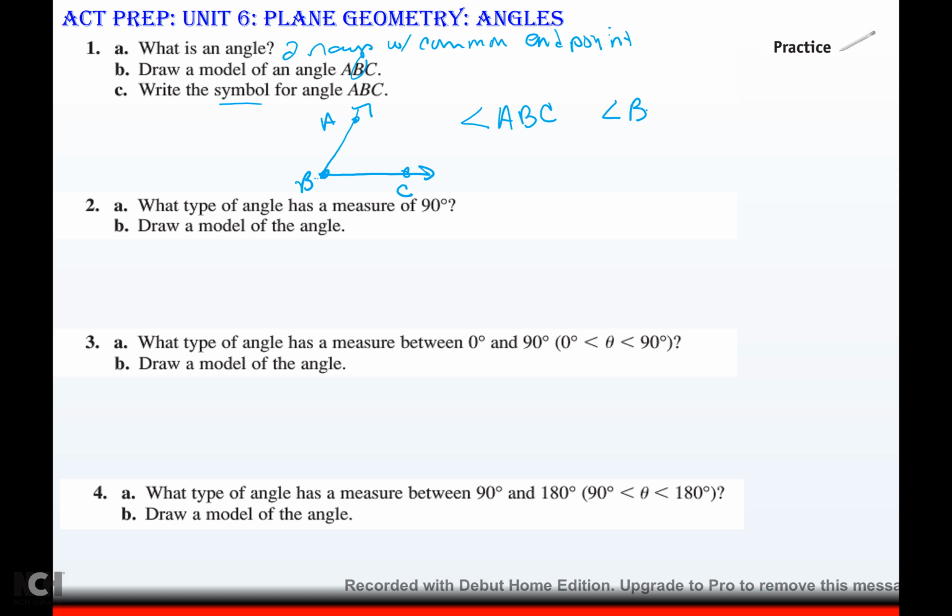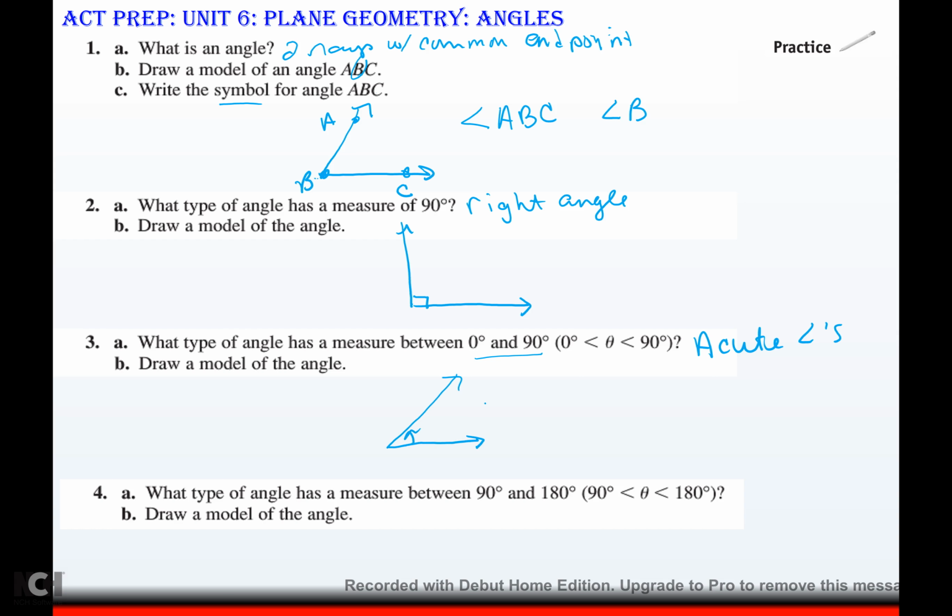2. What type of angle has a measure of 90 degrees? A right angle. Draw a model of the angle. 90 degrees means the two lines are perpendicular. 3. What type of angle has a measure between 0 and 90? That's cute. So acute angles. Draw a model of that angle. Anything less than 90 degrees would work.